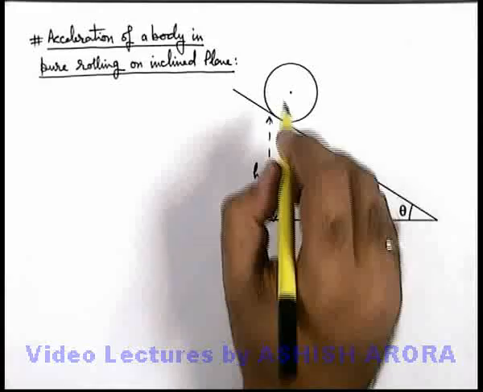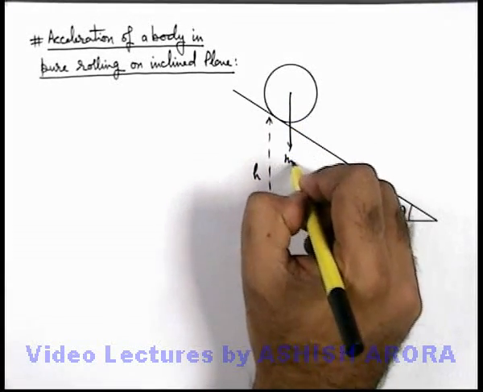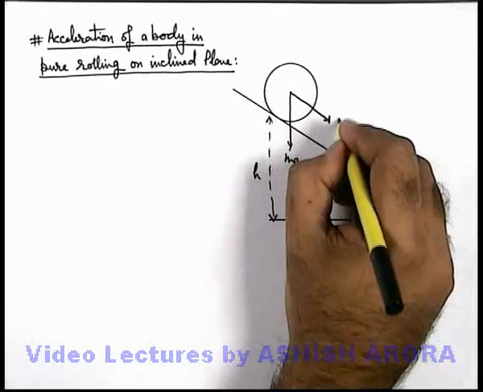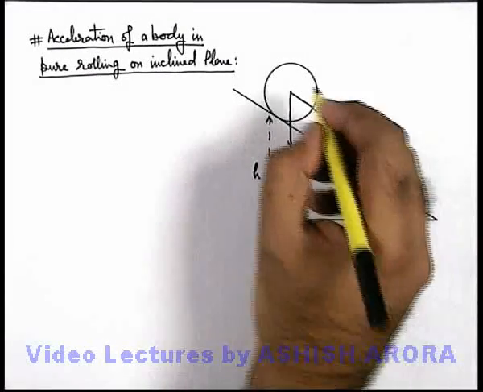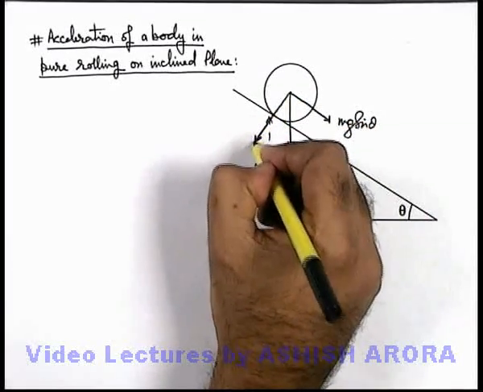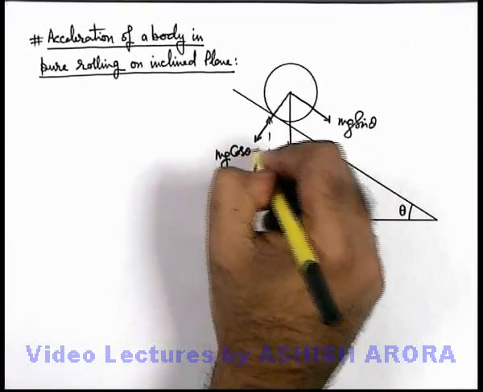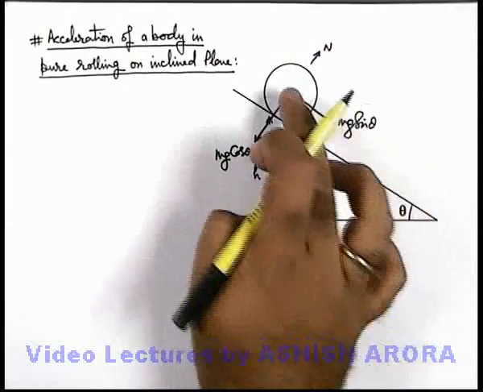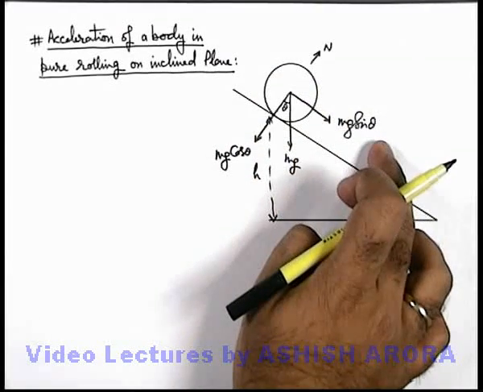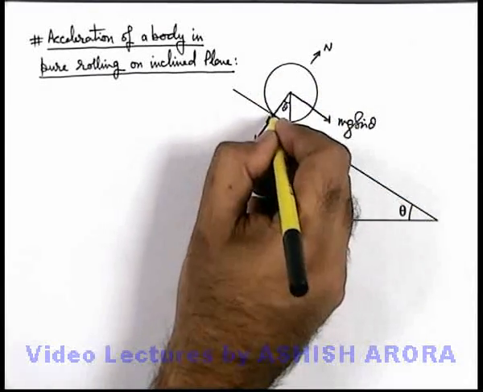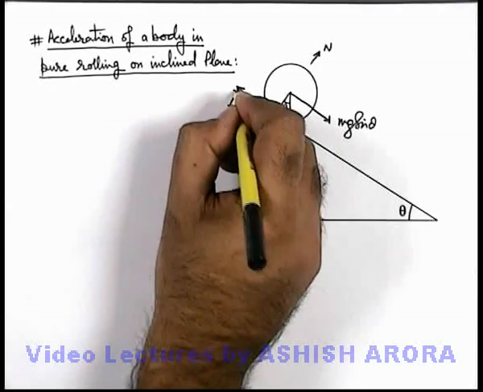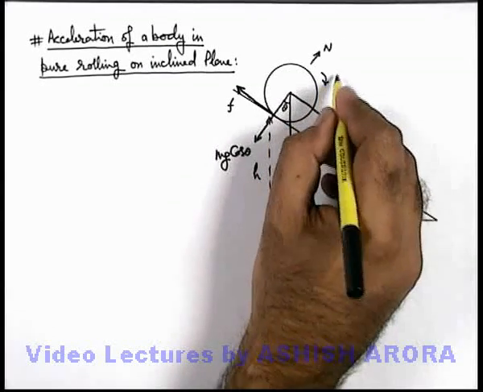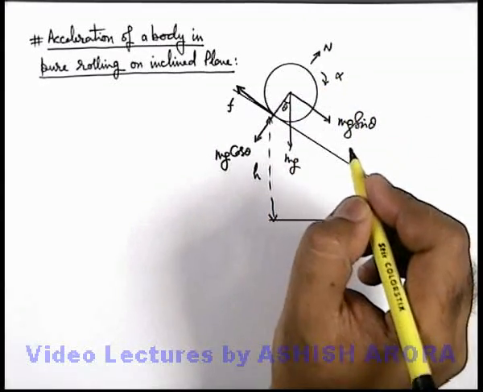In this situation, it will experience its weight mg in the downward direction, and the component of mg which is responsible for its motion would be mg sin theta, which is along the incline, and the other component, mg cos theta, will provide the normal reaction acting on the body. This angle would be theta. Due to mg sin theta, it will have a tendency to move forward, so it will experience a friction in the backward direction, which will provide a clockwise torque onto the body, due to which it will rotate with an angular acceleration alpha.